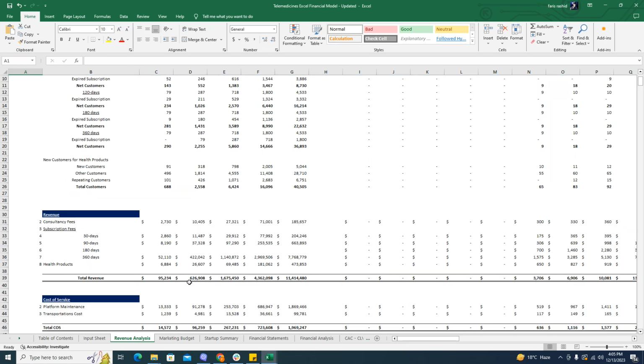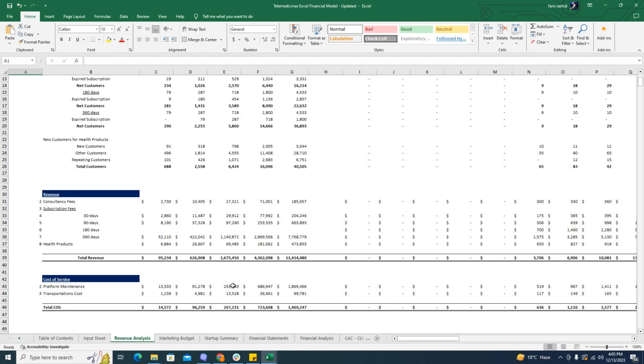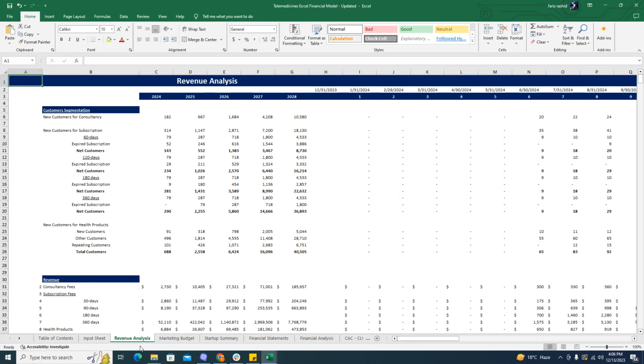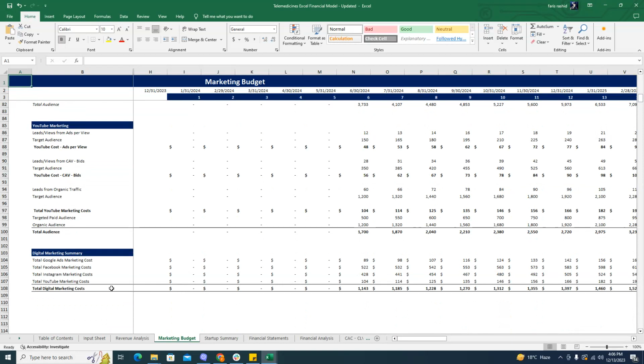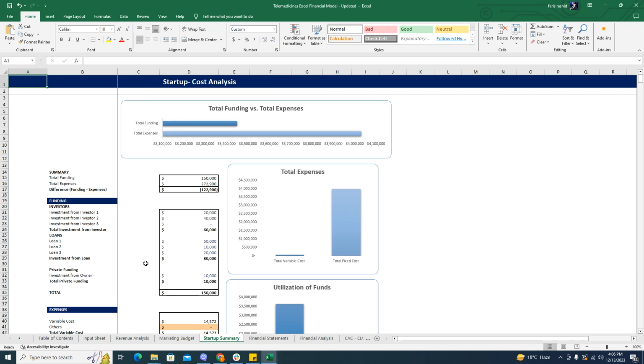As you can see over here, this is calculated on a monthly basis as well as a yearly basis. It also calculates the cost of service or cost of goods sold of the business on a monthly and yearly basis, going up to 60 months or 5 years, as you can see over here. Then comes the marketing budget. This sheet gives you the marketing budget of the business and the total digital marketing cost in each month.